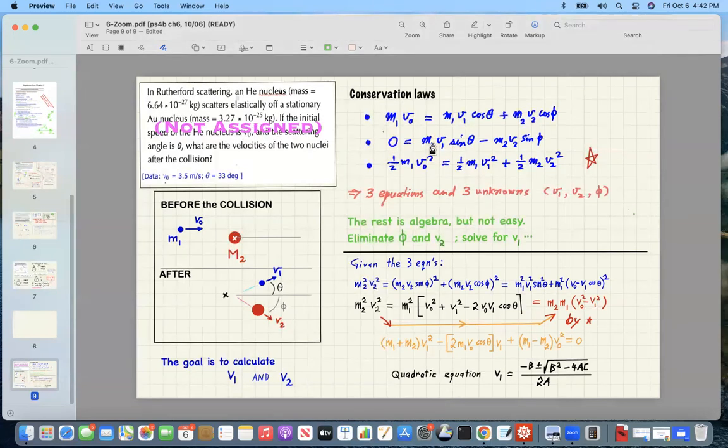It's a collision in 2 dimensions because the helium nucleus comes, hits the gold nucleus, and goes off at an angle. And of course, the gold nucleus recoils at an angle. So you see, now I have a 2-dimensional problem. So this is a 2-dimensional collision.